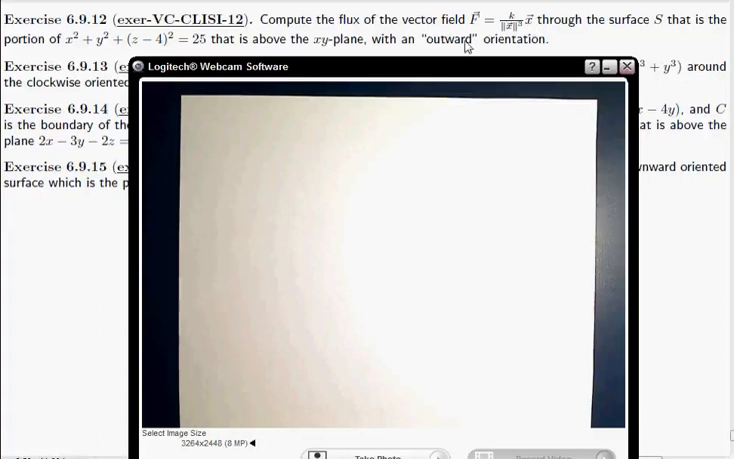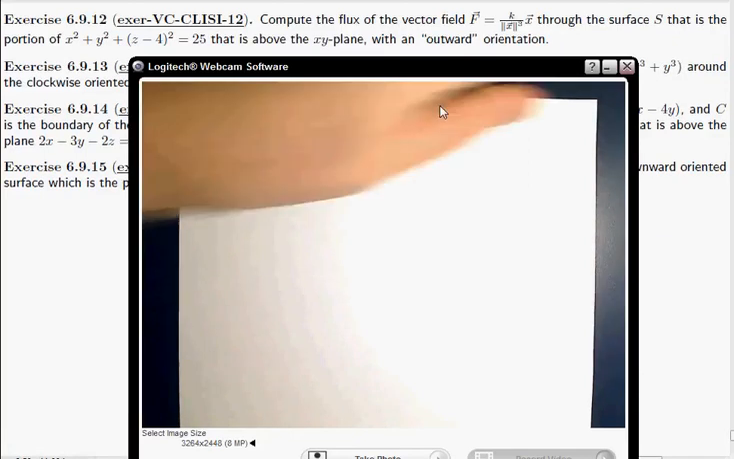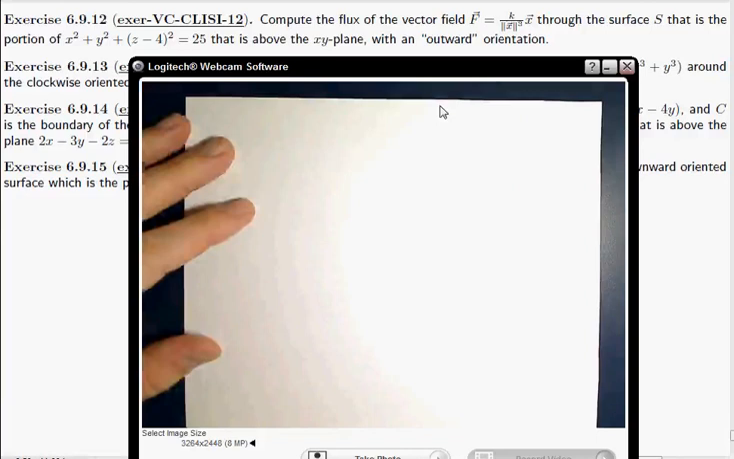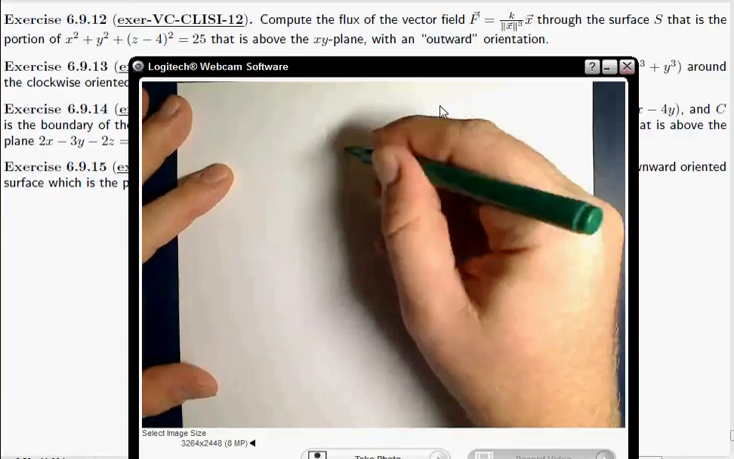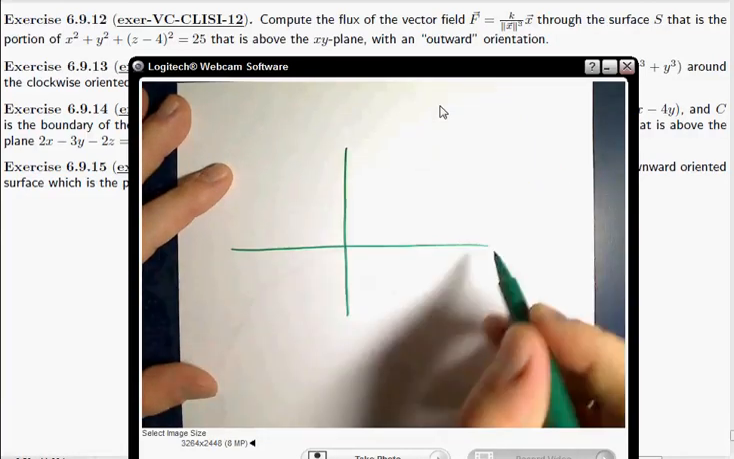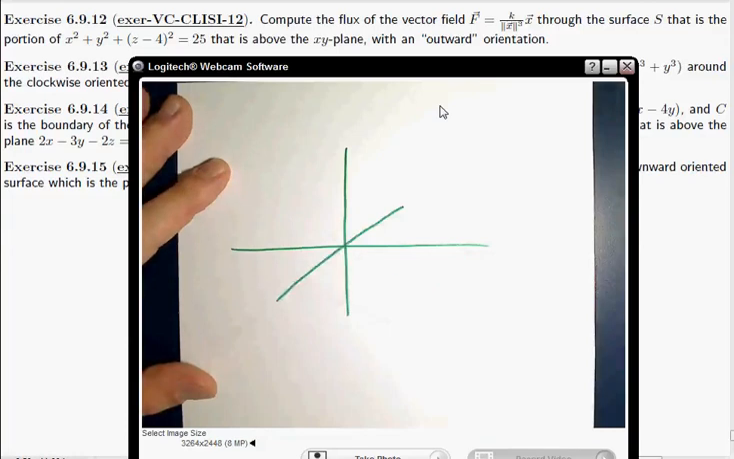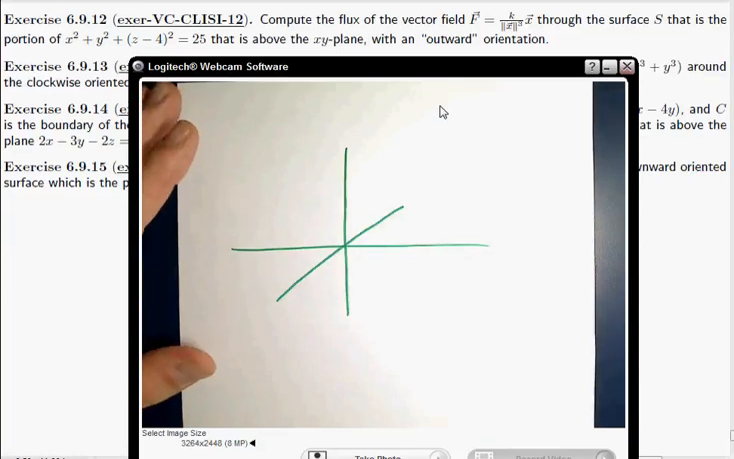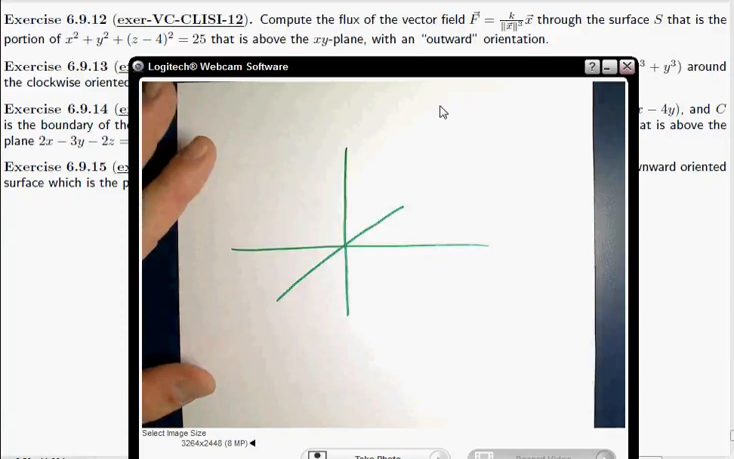So the problem then is going to be to decide what new surface to pick. And it does get a little weird here. So here's what our surface looks like to begin with. We've got this sphere of radius 5 centered at 4 on the z-axis.